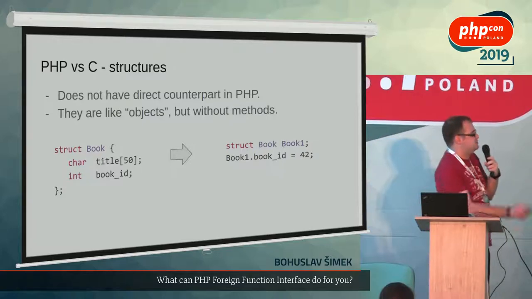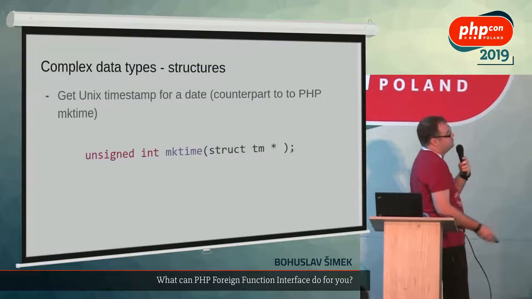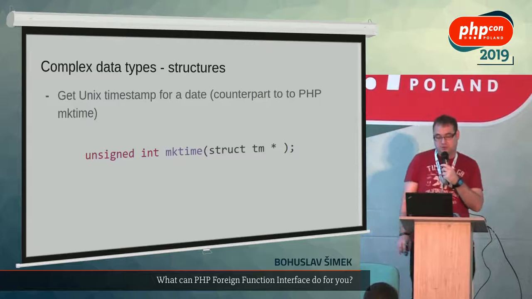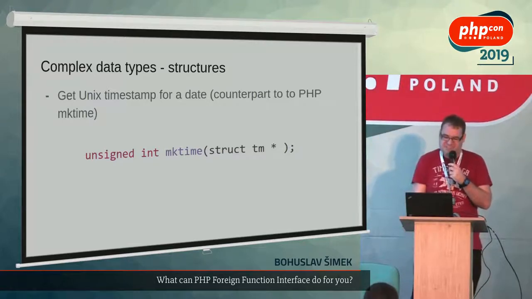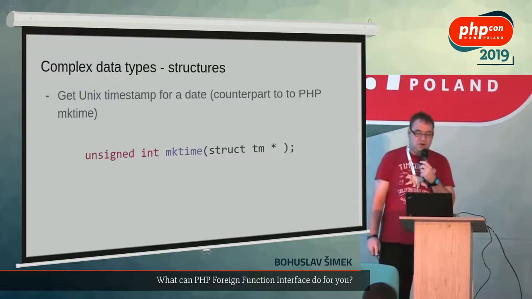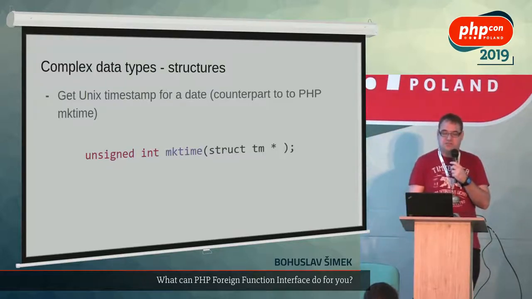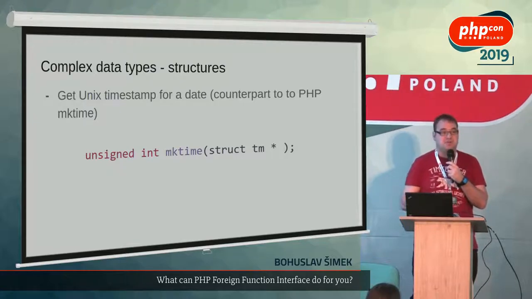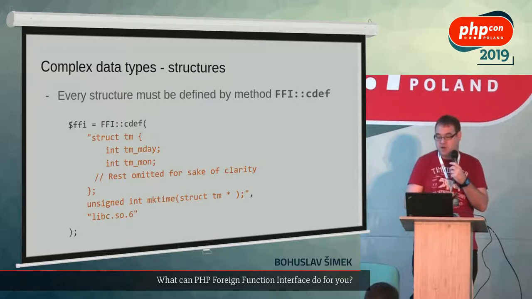This example is taken from C code, so it's something which you cannot do in PHP. But there still has to be some way to interact with the structure through the PHP FFI. And I will demonstrate this on another function which we have in PHP. This time it's the mktime function, which simply takes some arguments, such as, for example, day and month, and creates the Unix timestamp from it. I'm pretty much sure that almost everybody has used this function at least one time in their life.